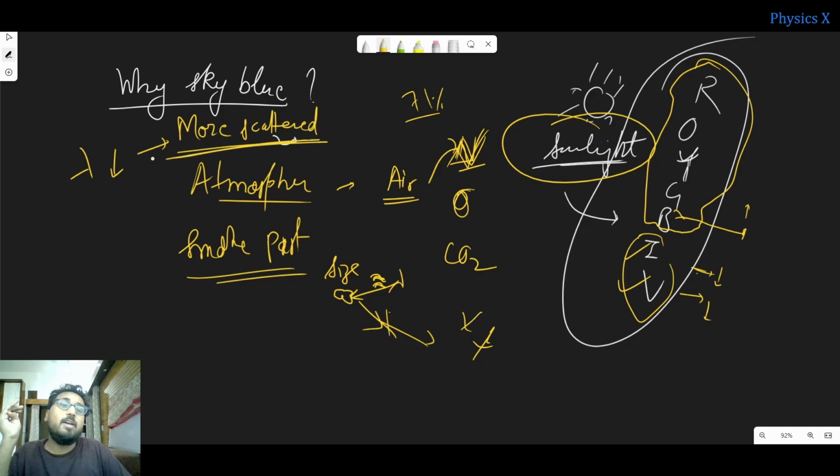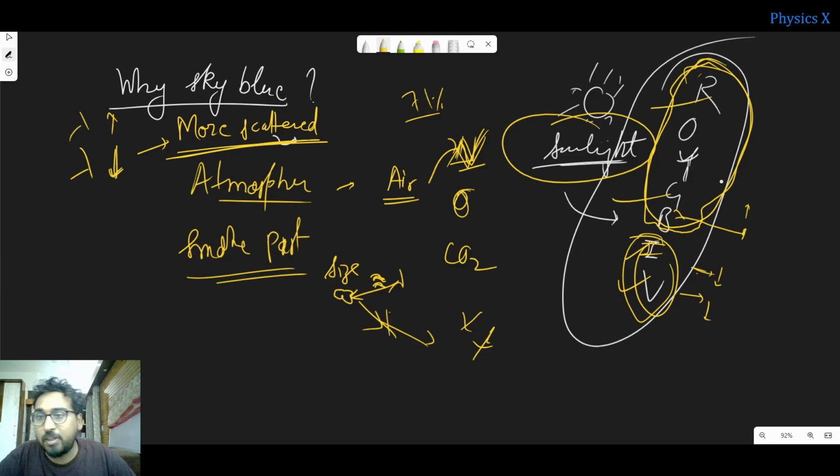Because I told you that these colors are majorly present in sunlight up to blue. Indigo and violet intensity is somewhat less in sunlight. And as you know, the wavelength of red is greater than the wavelength of orange, which is greater than the wavelength of yellow, which is greater than the wavelength of green, which is greater than the wavelength of blue.